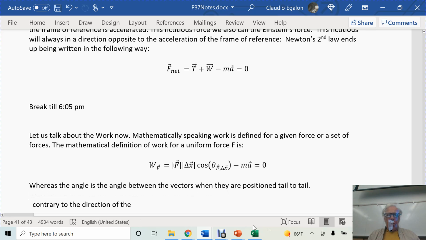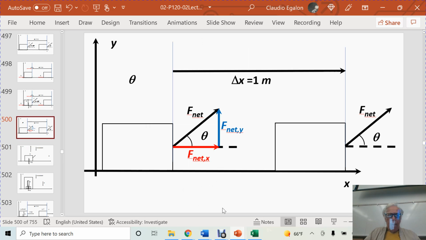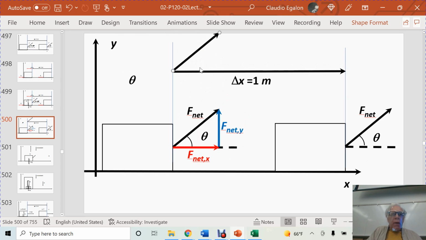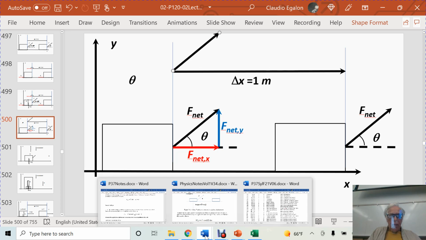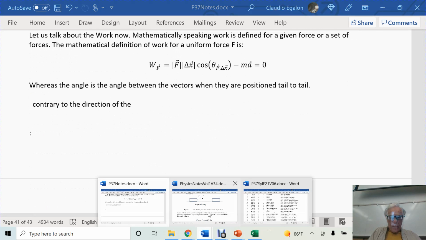Okay? So let's take a look at this drawing right in here. In this drawing, the angle theta between this force and the displacement is going to be this angle right in here, when you place the vector force tail to tail with the vector displacement. That's how you measure angles in physics. Okay, so here we go. Let's take a look at some examples.